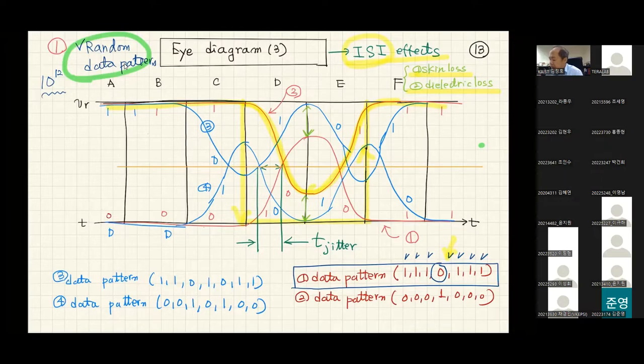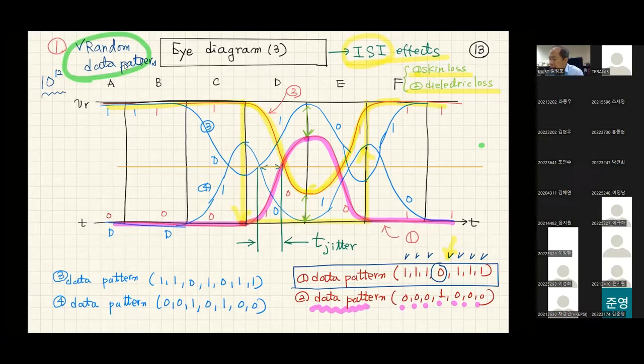Another case could be data pattern two, which has a 0, 0, 0 data pattern, and suddenly only one bit has level one, and then the sequences coming after the one are 0, 0, 0. If I draw it on an eye diagram, because of the one bit, it is going to go up, but because of ISI, it has an exponential form. And then because of the 0-bit sequences coming after that, it has to go back to the 0-bit pattern.